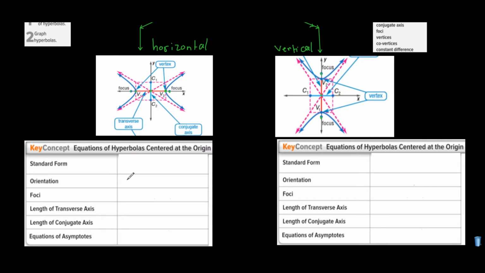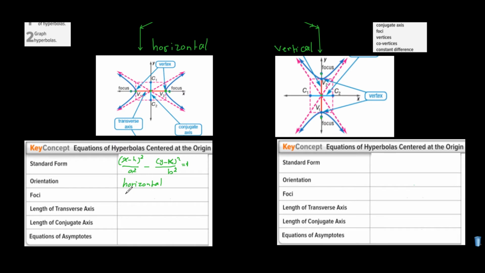Okay, let's see the standard form for a horizontal hyperbola: (x minus h) squared over a squared minus (y minus k) squared over b squared equals 1. In this graph, h equals 0 and k equals 0, because the center of the hyperbola is at the origin (0, 0). The orientation here is horizontal.